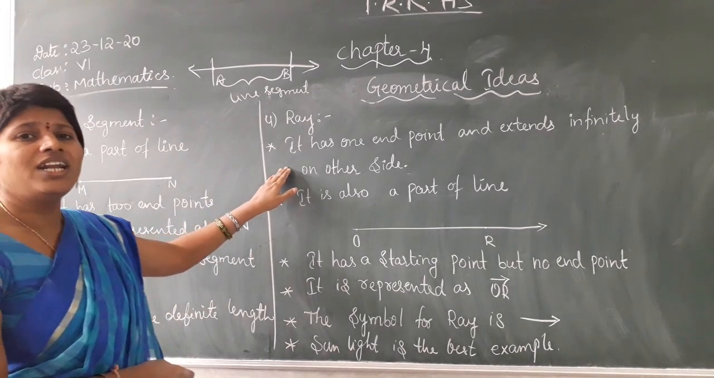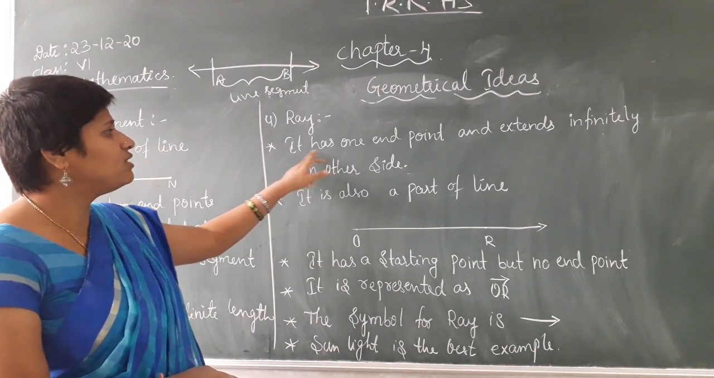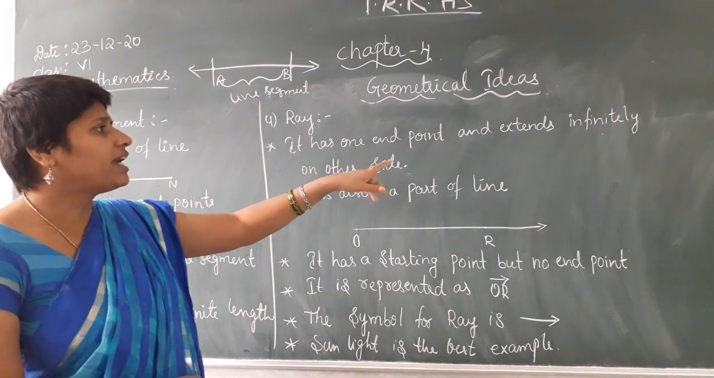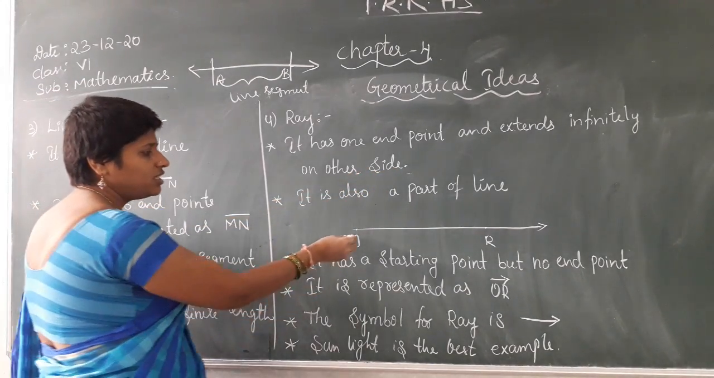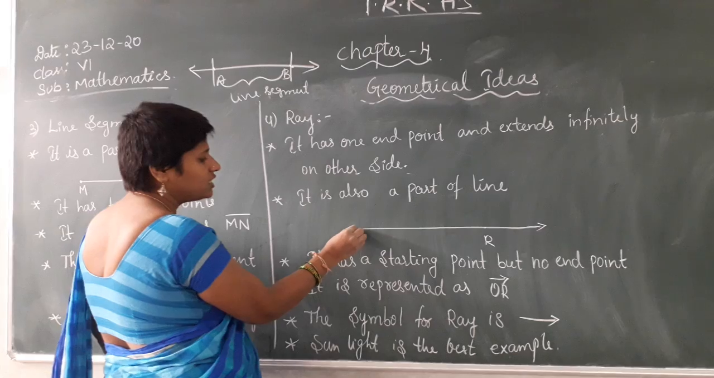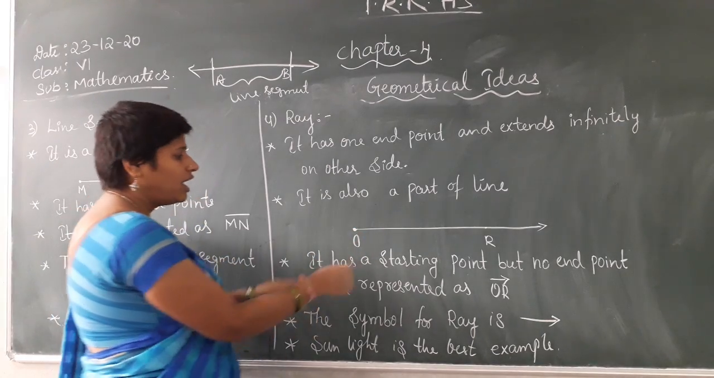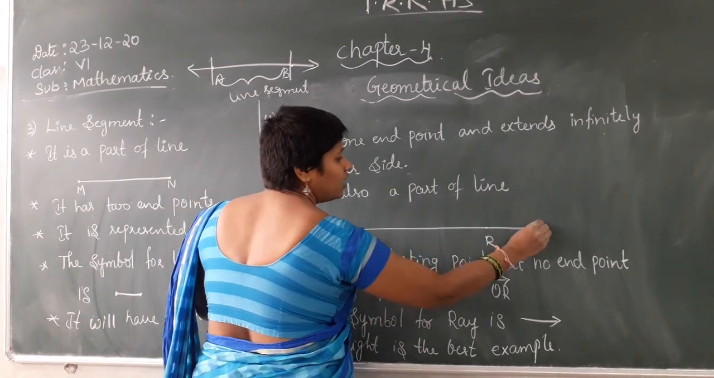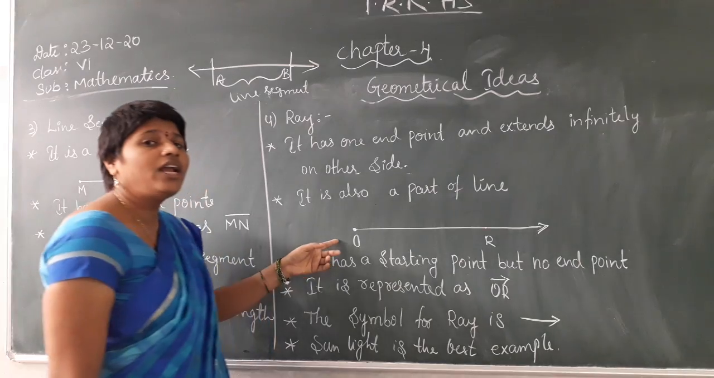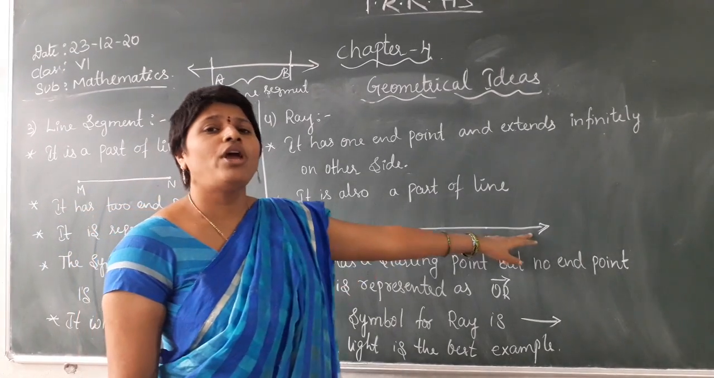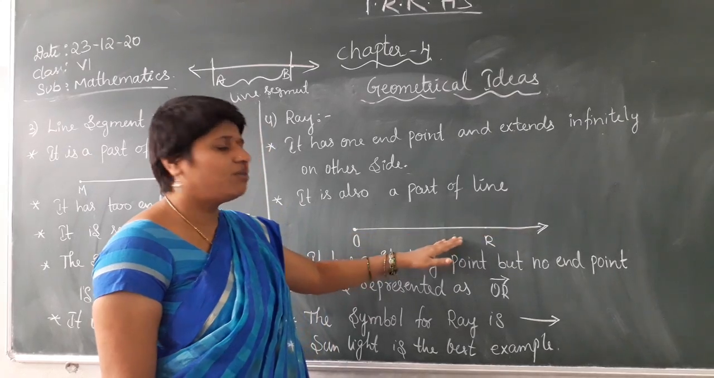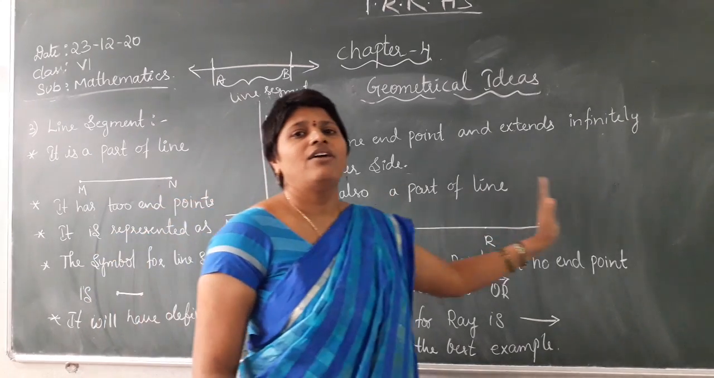Now coming to your ray. A ray has only one end point and extends infinitely on the other side. So this is your ray. This is your starting point, okay? And this is your extension. There is a starting point and no end point. So this will be extended only on one side.